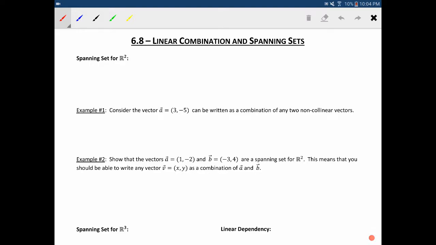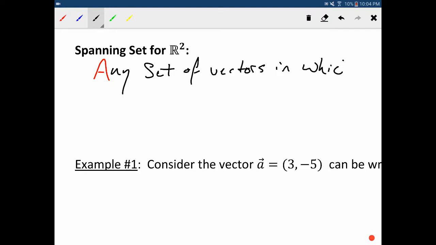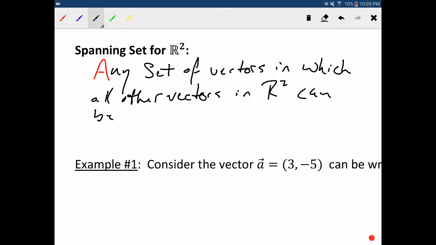A spanning set for R2. What this means, a spanning set is any set of vectors in which all other vectors in R2 can be created using, or can be created with, those vectors.